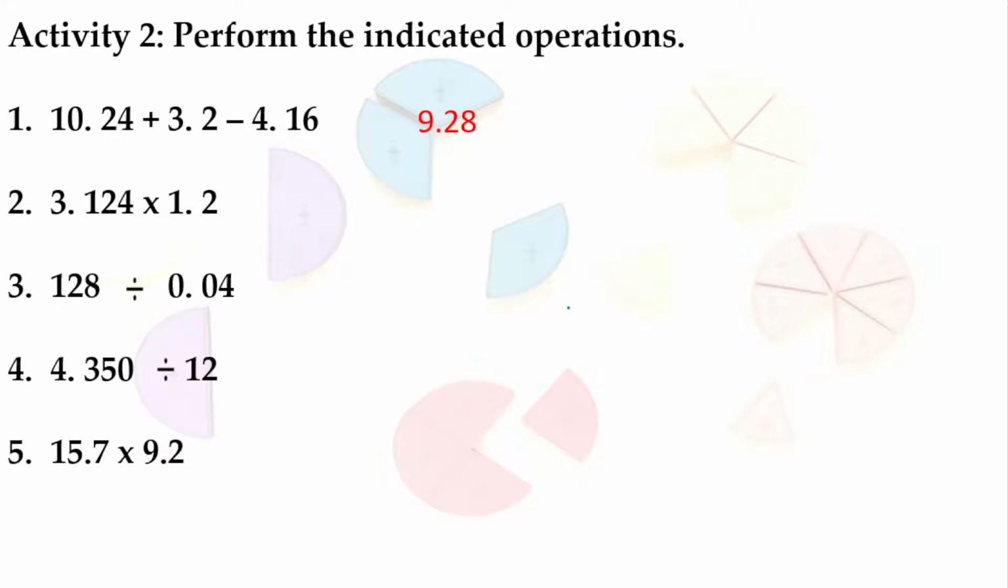Okay. So, for number 1, our answer is 9.28. Number 2 is 3.75. Number 3 is 3,200. And number 4 is 0.3625. And number 5 is 144.44. Okay? So, there is one another basic concept that you need to know.